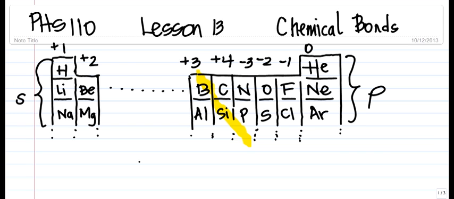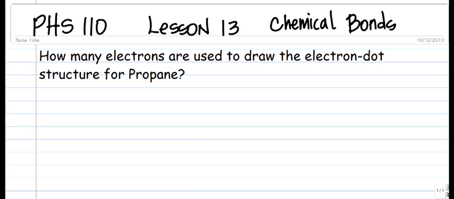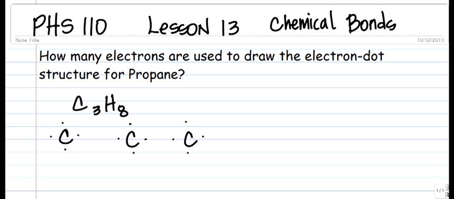So let's look at a sample problem here that you may see. This problem says, how many electrons are used to draw the electron dot structure for propane? So propane is C3H8. And this question is actually asking you how many valence electrons. So if you go back to your periodic table, you can recall that carbon each has 4, and then every single hydrogen has 1.